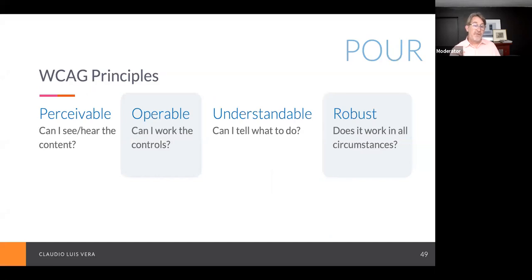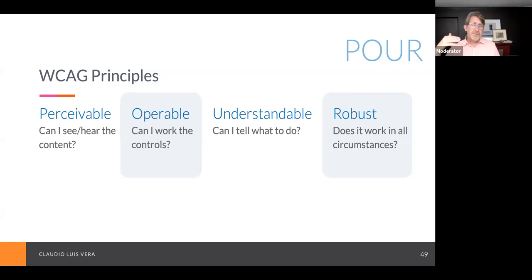WCAG goes by 4 principles, and when we get into testing the next time, you're going to see how these 4 principles are applied. Perceivable means, hey, can I see the content? So if you have an image, a banner ad, and you don't have alternative text, the screen reader that a blind person uses has nothing to read. So that element is not perceivable. If you have video and you don't have captions to it, then to a deaf person, that video is not perceivable.